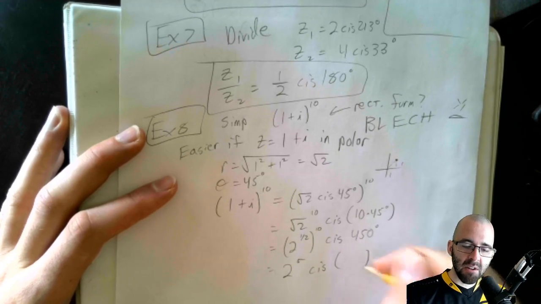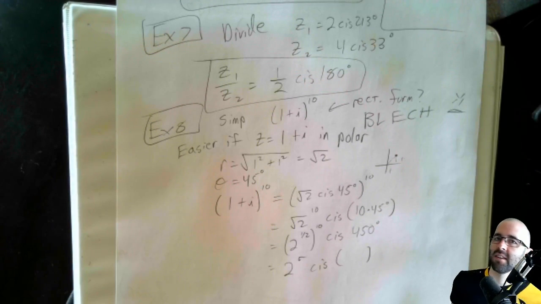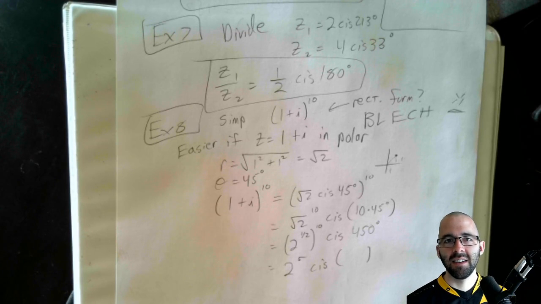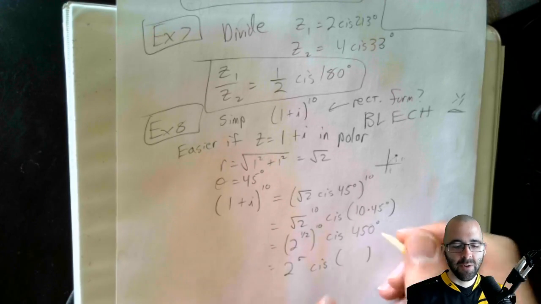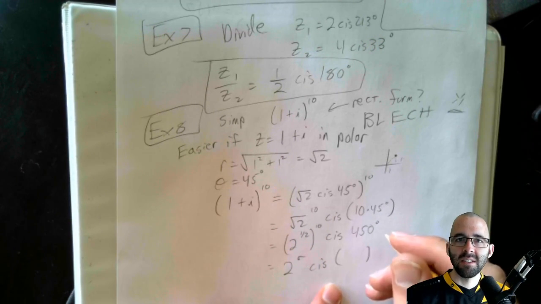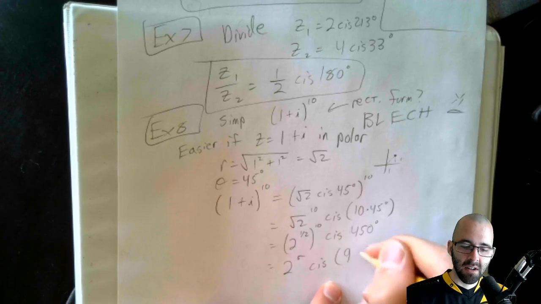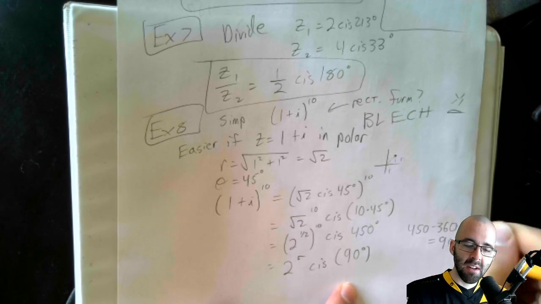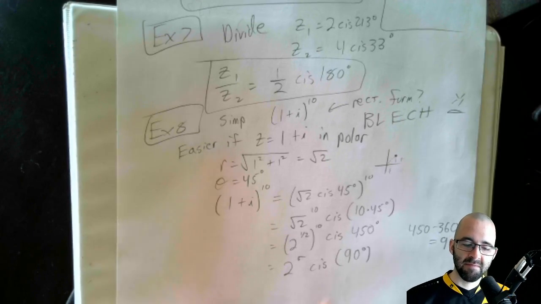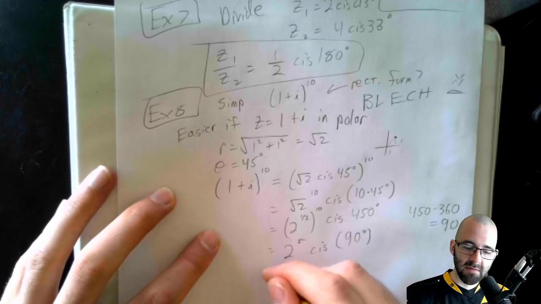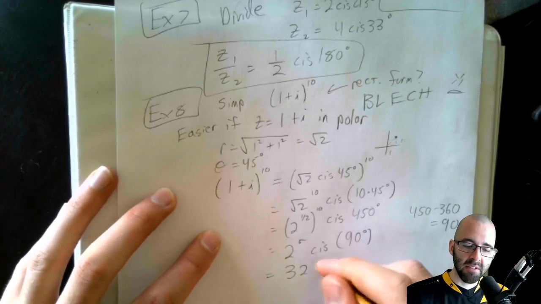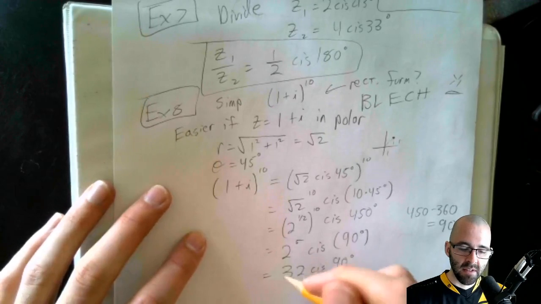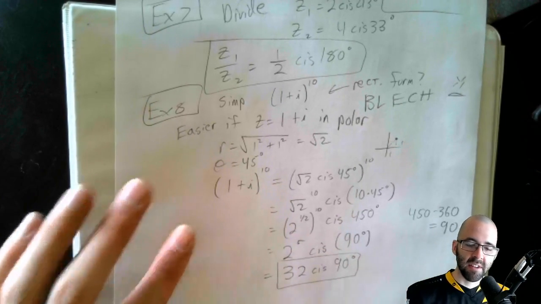And let's not use 450 degrees. 450 degrees is too big. That's not too big, but we can make this look nicer, right? 450 degrees is the same as 90 degrees. Right? 450 minus 360, it's just 90. So we have 32, 2 to the 5th. So it's 90 degrees. And that's our answer.